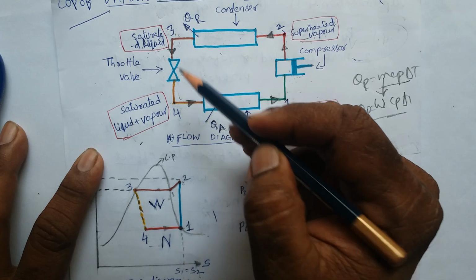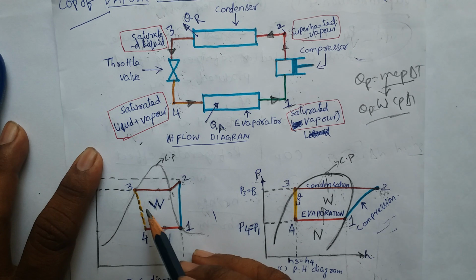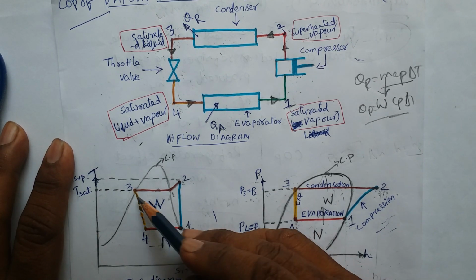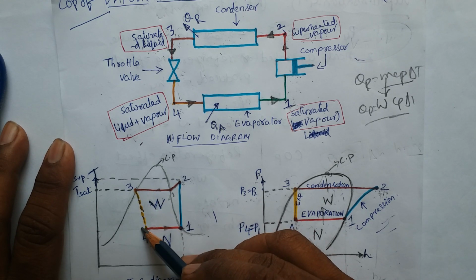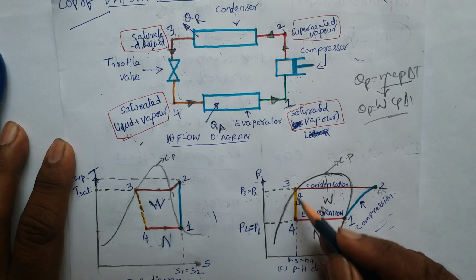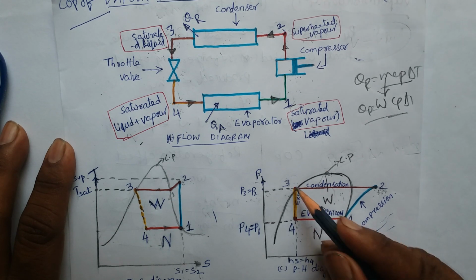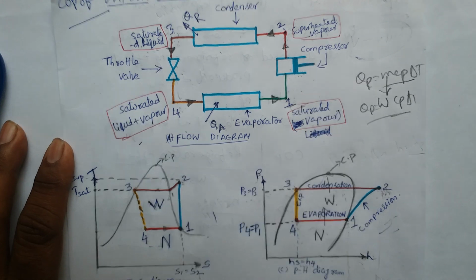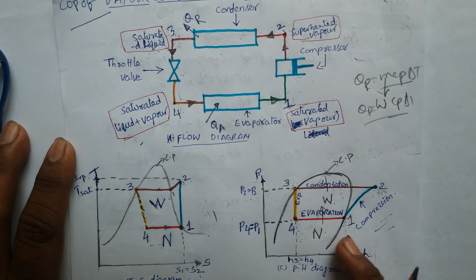Before expansion, after expansion, enthalpy is the same. So in the TS diagram, temperature-entropy diagram, we draw a dotted line because it is an irreversible process. But in the PH diagram we draw a solid line because it shows constant enthalpy. Enthalpy is constant, so H3 is equal to H4.